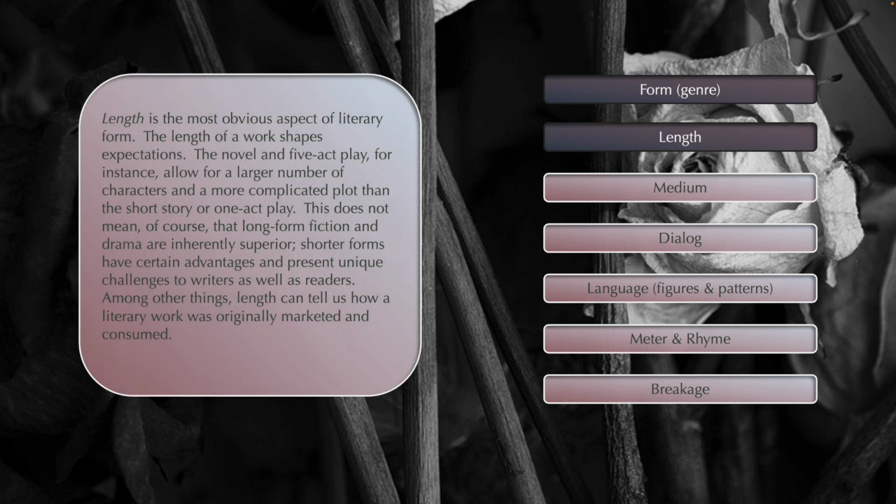So length is the most obvious aspect of literary form. It doesn't take long to see that something is long, right? So the length of a work shapes readers' expectations. The novel and 5-act play, for instance, allow for a lot more characters, a more complicated plot, interpolated stories than the short story or 1-act play allows for.